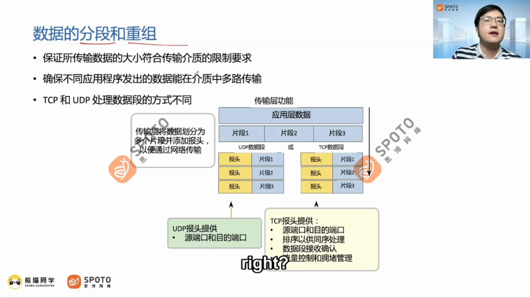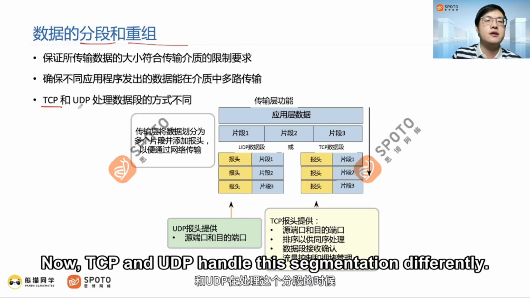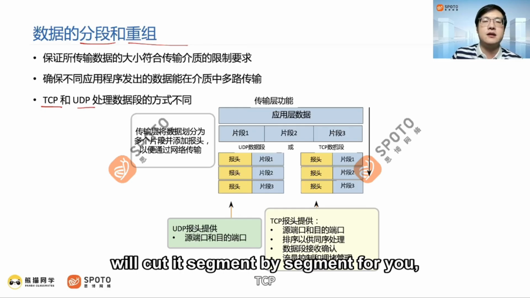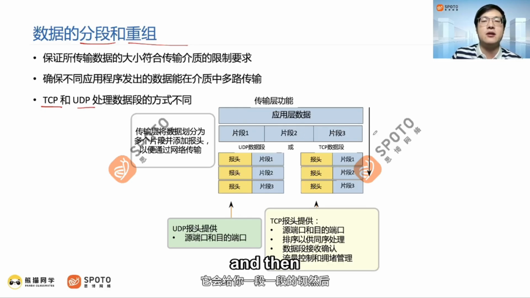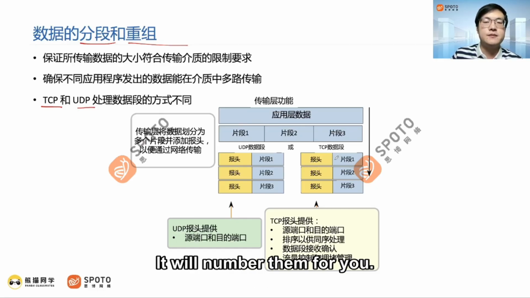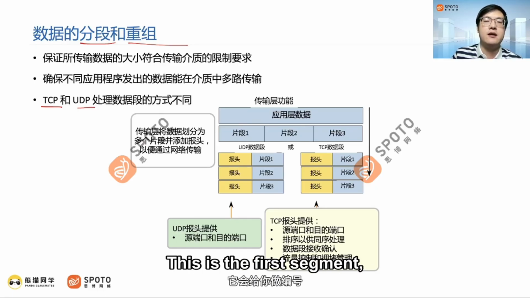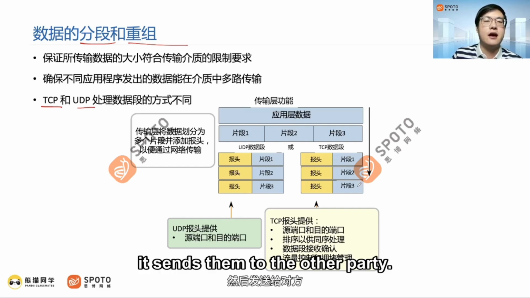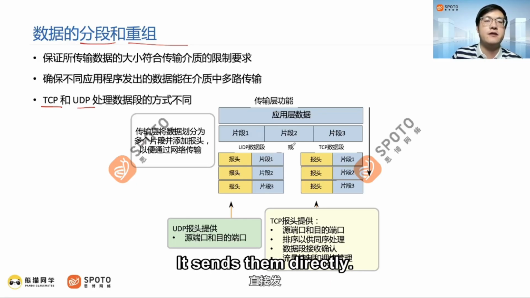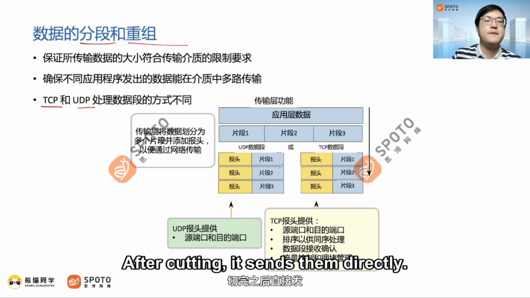Now, TCP and UDP are different. TCP will cut it segment by segment for you, and then it will number them for you. This is the first, this is the second, this is the third, then it sends them. UDP, on the other hand, after cutting, does not number them. It sends them directly after cutting.